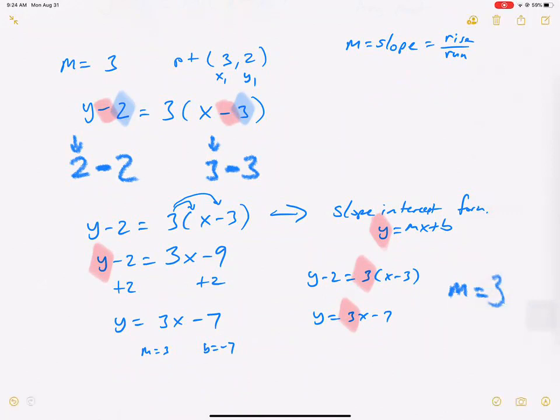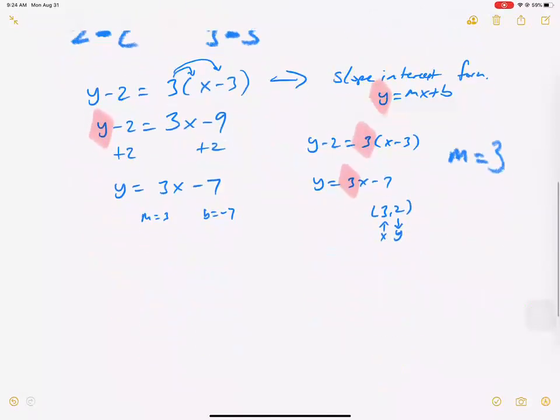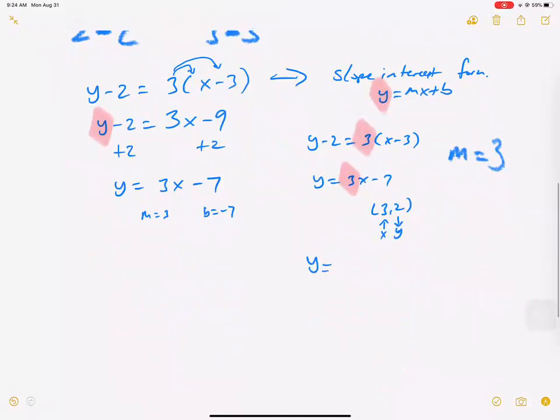How about, would the same points work for both problems? Let's try it. If our point was (3, 2), when we plug in x equals 3, we should get out 2. Well, let's try it. y is equal to 3 times 3 minus 7. What's 3 times 3? That becomes 9, and 9 minus 7 is 2, exactly what we wanted. So not only do they have the same slope, but they share a common point.